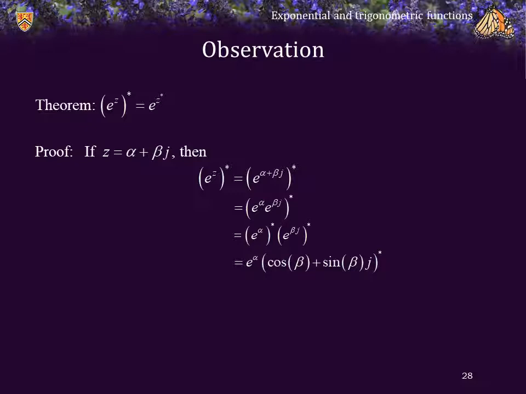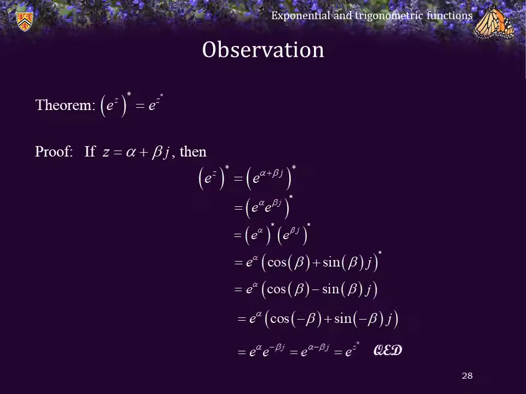But the conjugate of the second term in that product is just cosine of beta minus sine of beta times j. Now, recalling that cosine of negative beta is equal to cosine of beta, and negative sine of beta is positive sine of negative beta, we can rewrite that expression as follows. But wait a second. Now we have simply written this as e to the alpha times e to the negative beta j, which is equal to e to the alpha minus beta j, which is e to the conjugate of z, or e to the z star.